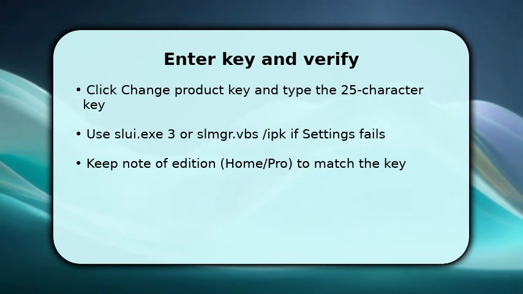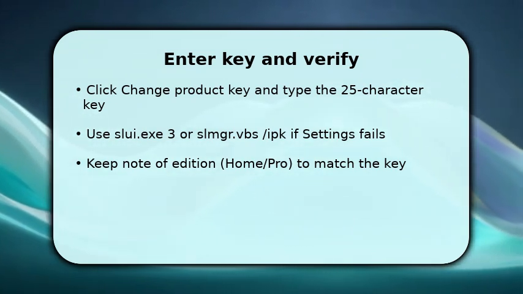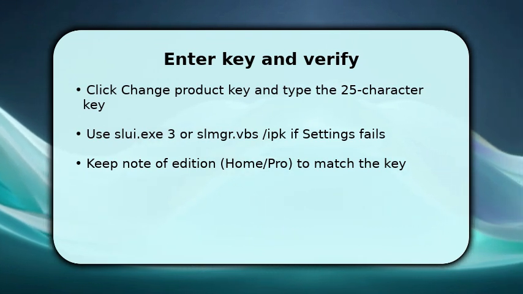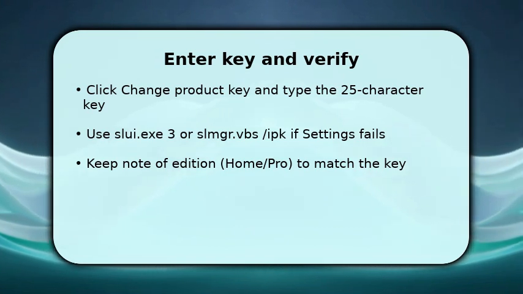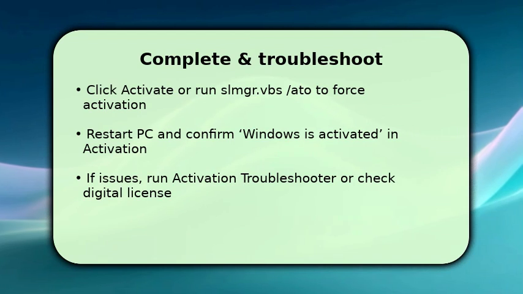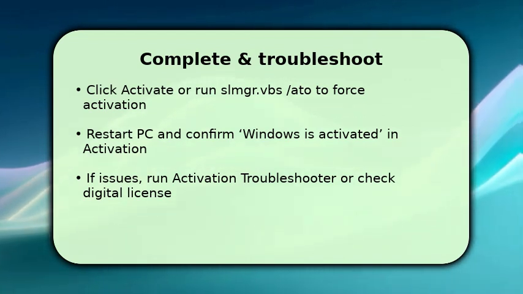Once Windows accepts the key, the system contacts activation servers to verify ownership. Finish by clicking Activate in Settings or run slmgr.vbs /ato from an elevated command prompt to force activation. Once done, restart the PC to ensure services update.